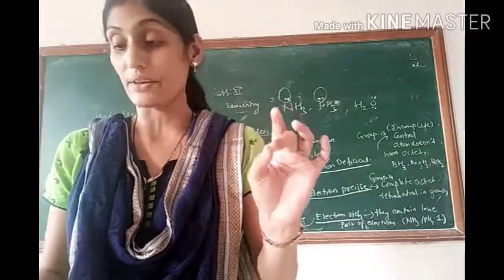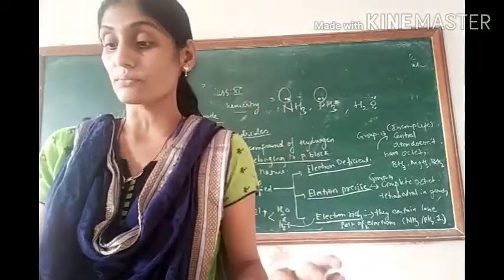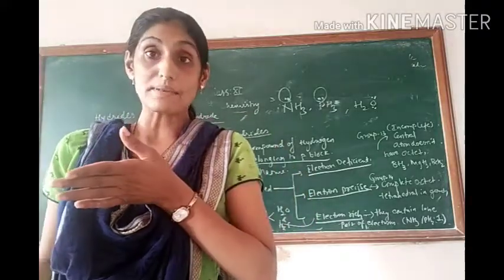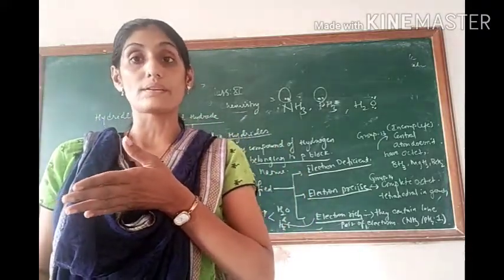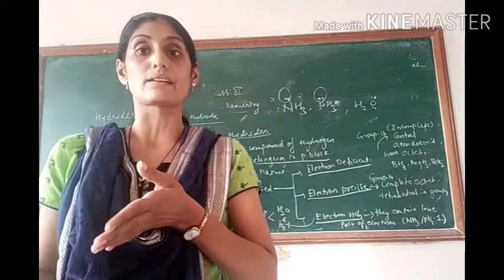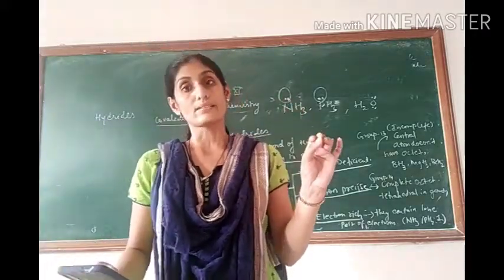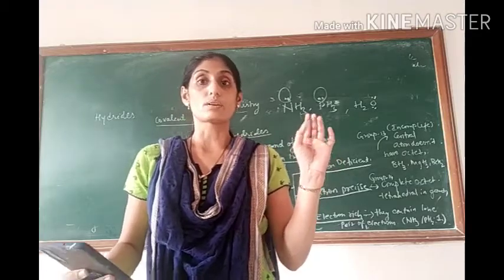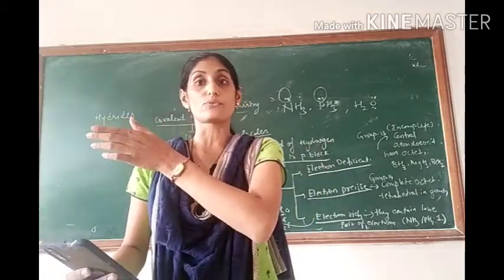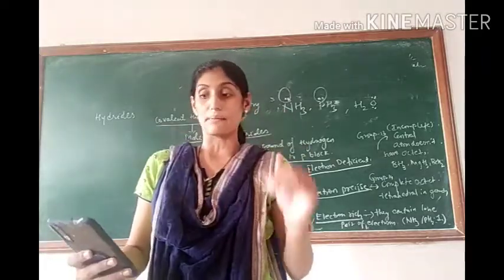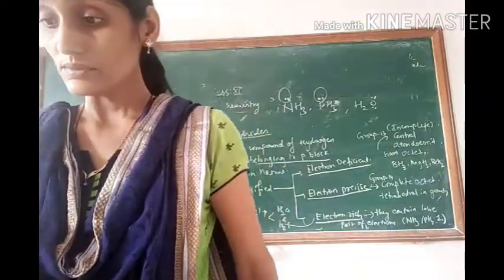Group number 7, 8, 9 do not form this type of hydride, and that particular gap is known as the hydride gap. When we talk about metallic hydrides, group number 3, 4, 5 and 6 form hydrides, but group number 7 to 10 do not form any hydride with hydrogen. So that particular gap is known as the hydride gap.